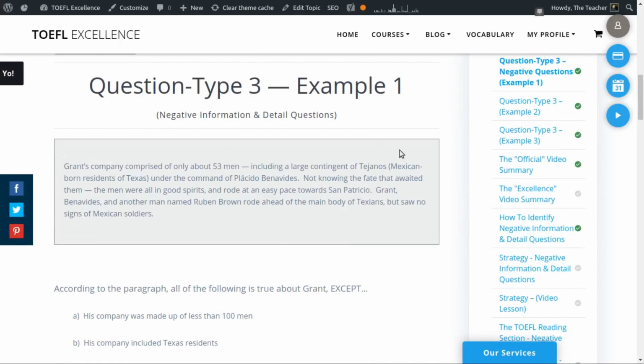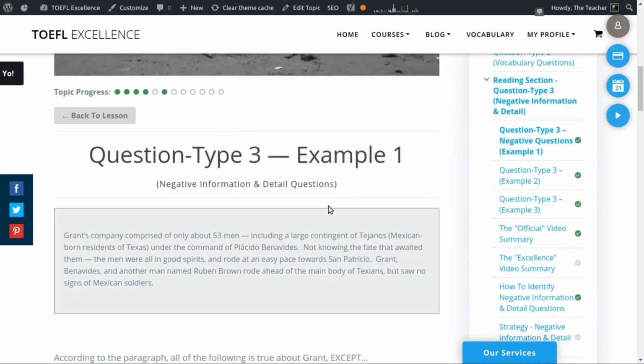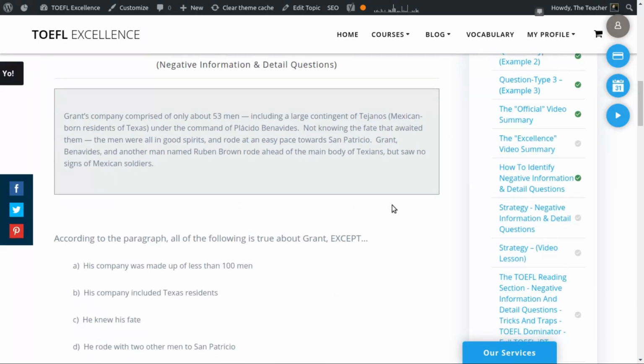You find the synonyms in the text to determine if it's true information. If it's true, it's not the answer. If it's false information, that is the answer. And then you just choose the answer and you move on.